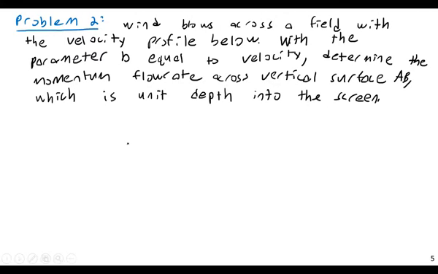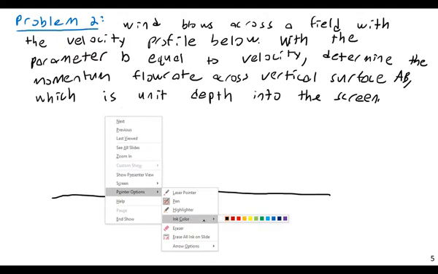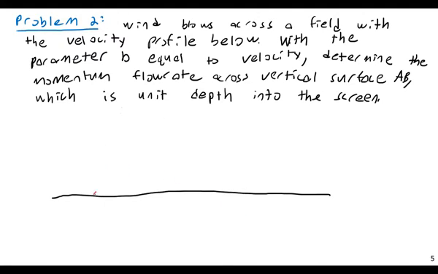So let me draw this out here. We're going to have a flat field, and there's going to be a velocity profile like shown. Up to a certain height, it's going to be linearly increasing, and then beyond that, it's going to be constant.